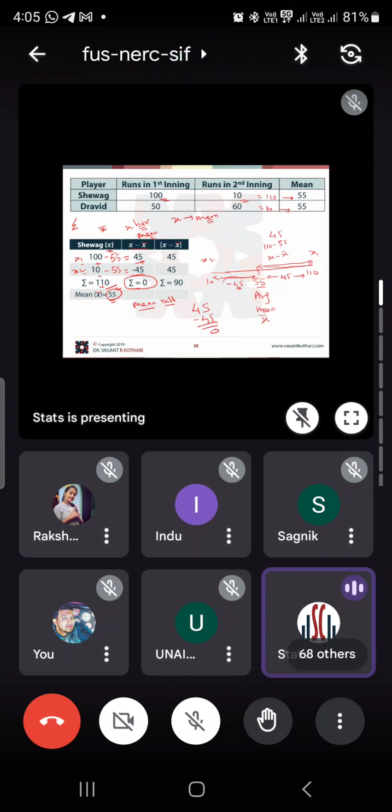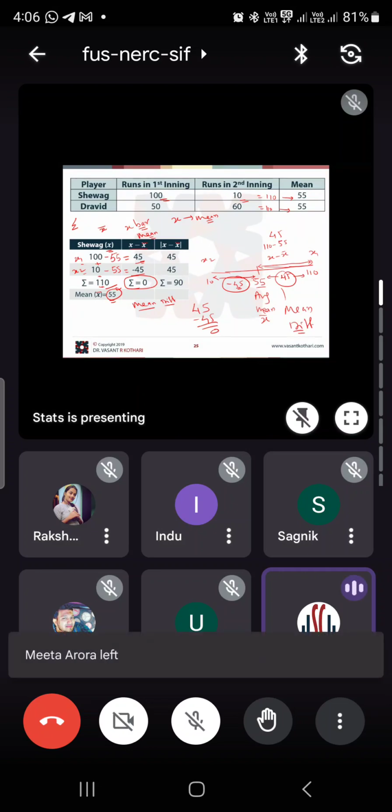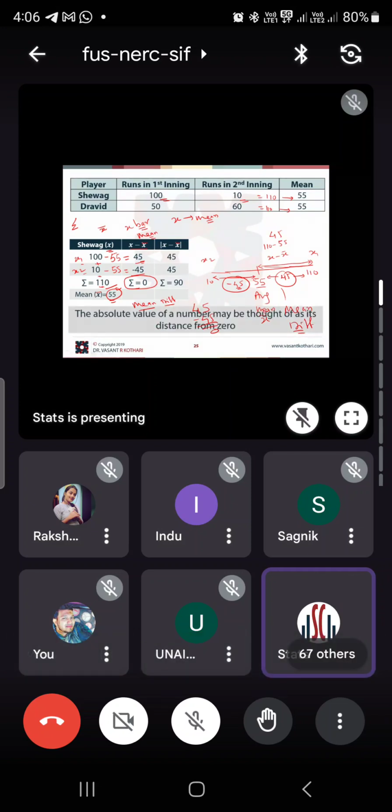So this 45 and minus 45 is nothing but the mean difference. What is the mean difference? Mean difference means how much the point is away from the center. 55 is the center point, and you need to find out how much your data is away from the center. That's what a mean difference is.